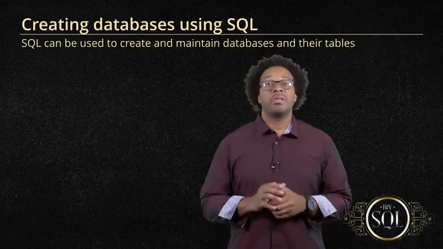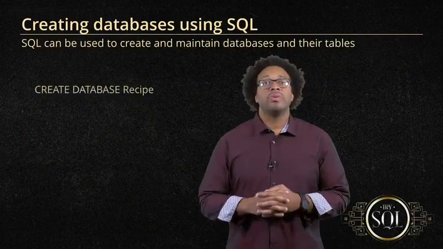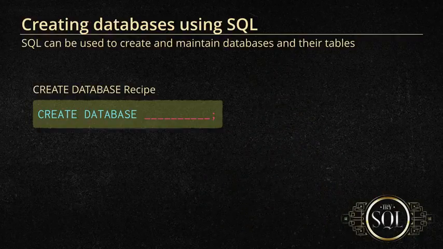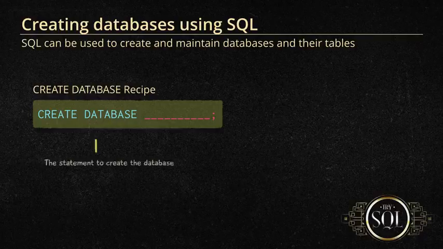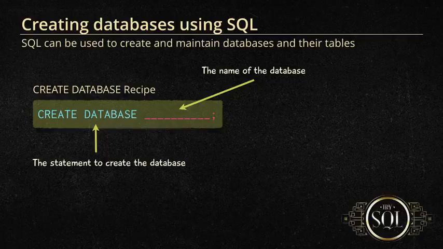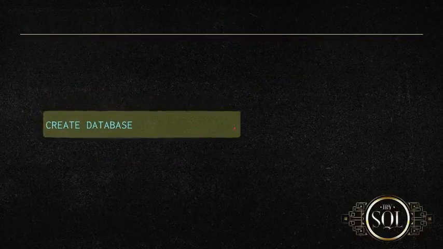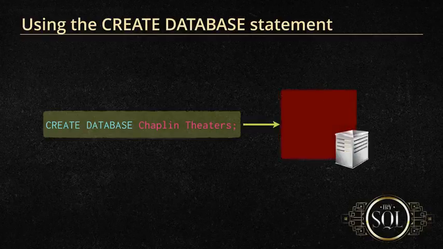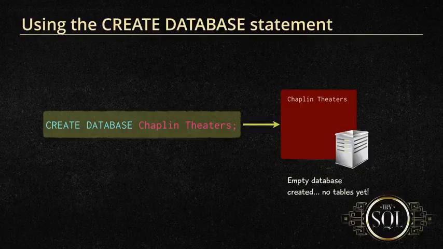To establish a totally new database on our server, we will use a brand new secret recipe called the create database recipe. Basically, it starts with the create database key phrase, which is the SQL statement to create a database, followed by the name the database will have. We execute the create database statement and voila! We have a brand new database called the Chaplin Theaters. Since it is a new database, it is also an empty database, but we'll see how to change that very soon.